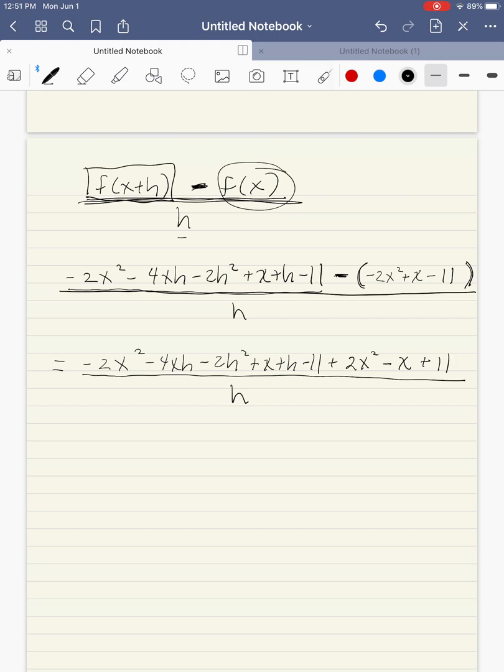And I'm going to have you go ahead and pause the video, combine the like terms in the numerator, and then cancel the h in each resulting term. I want you to try that on your own. Pause the video and then restart the video.